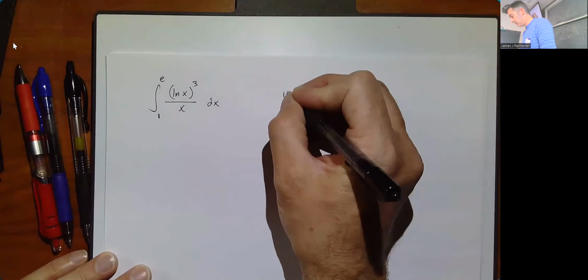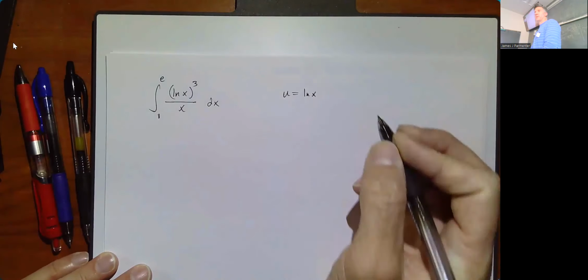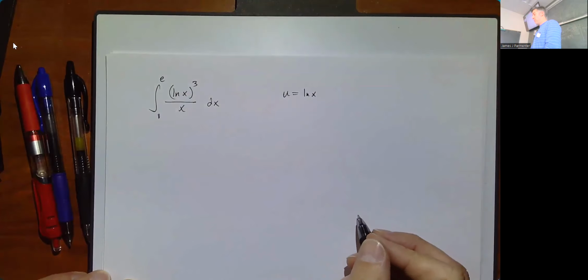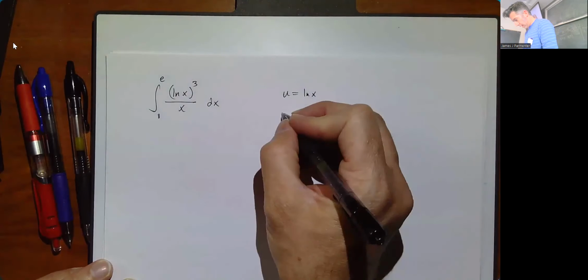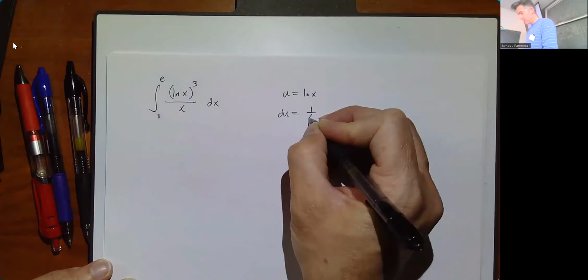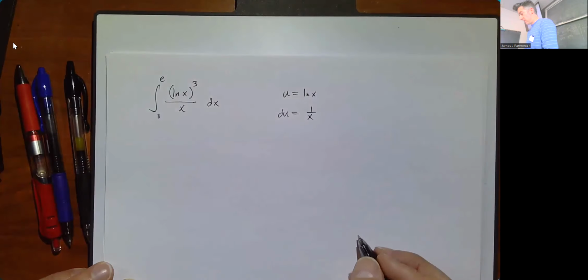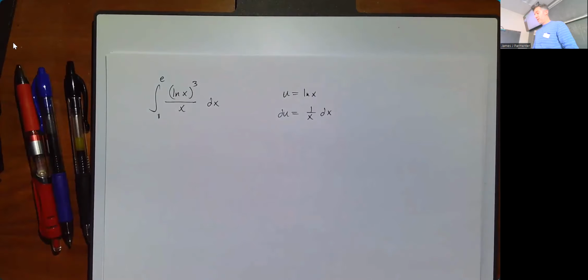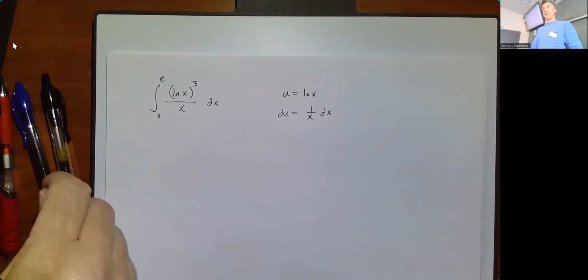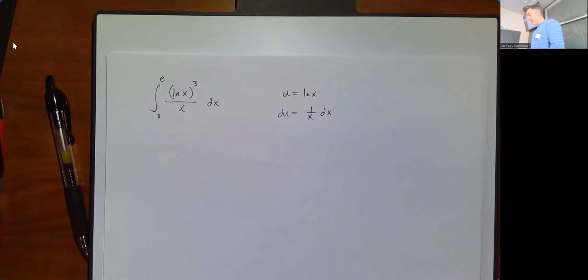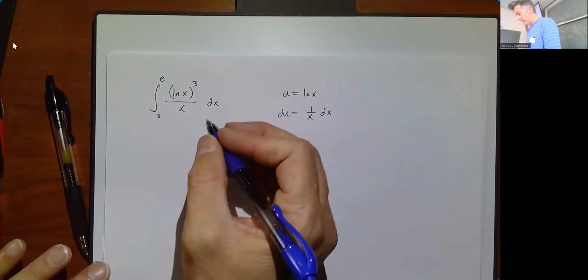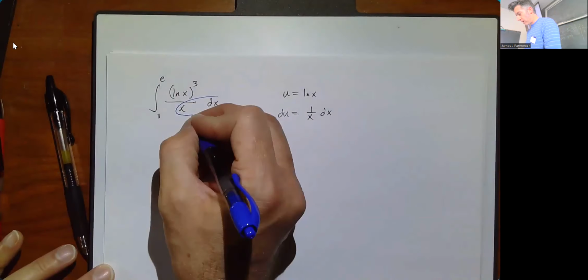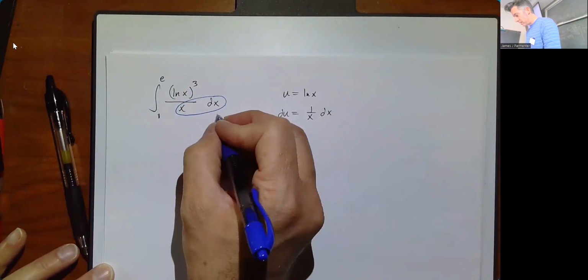Yeah. And again, it's meeting all of our requirements. It's stuck inside being raised to the 3rd power. And more importantly, its derivative is 1 over x. So du is equal to 1 over x times dx. And I will point out, we exactly have a 1 over x times dx. You could write it out that way. I don't think you need to. I think it's fine to just say you've got 1 over x times dx, and that's equal to du.